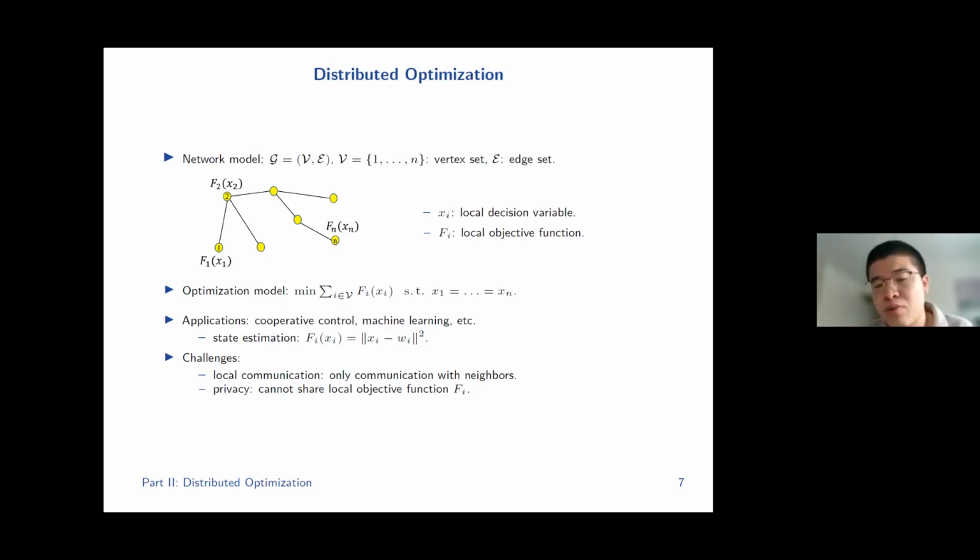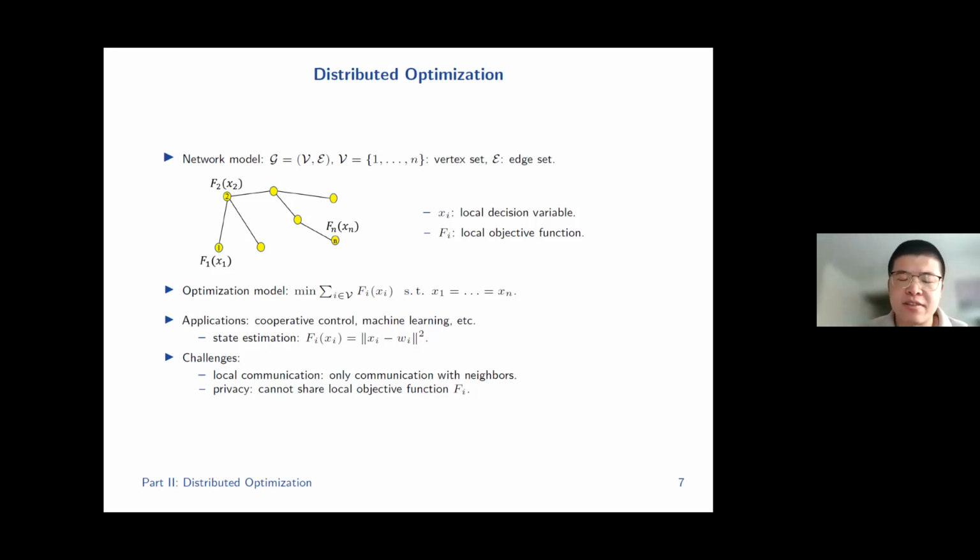The state estimation problem that we introduced before is also an example in which the local objective function fi is the norm square of xi minus wi. To solve this problem, we need to face two challenges. First, in this network, only neighboring nodes can communicate with each other. Each node makes its own decision based on information from its neighbors, and all nodes in the network cooperate to find the optimal solution of the problem.